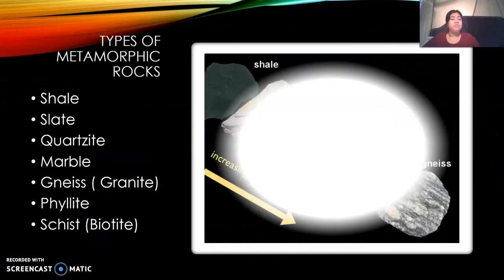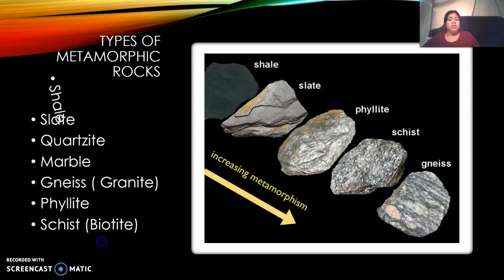So these are types of metamorphic rocks. On the side you'll see I've got shale, slate, quartzite, marble, gneiss, also granite, phyllite, and schist, also biotite. It's a form of it. And to the right you'll see some pictures depicted there of the shale, slate, phyllite, schist, and then gneiss. And it shows how they change form, or how it's created as metamorphism increases.